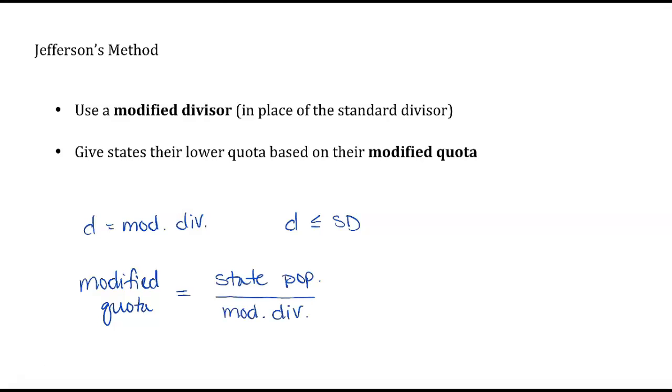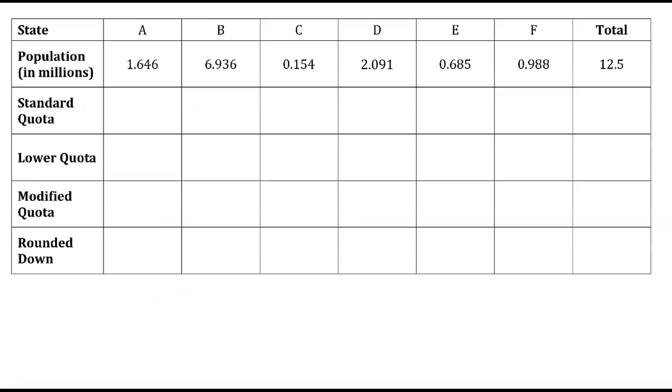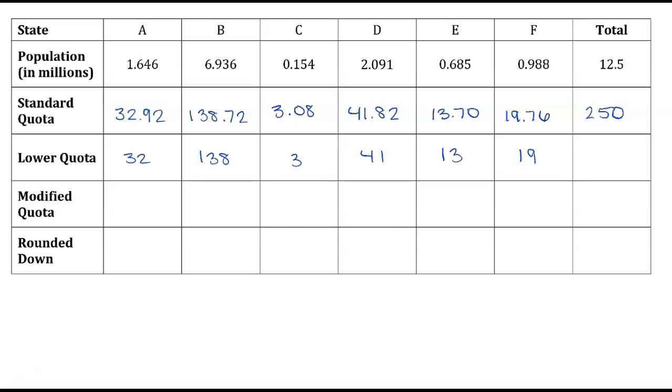Let's take a look at our class example to see how this works. We'll start with each state's population and their standard quota. The standard quotas should always add up perfectly to the number of seats, in this case, 250. Rounding everyone down to the lower quota, we only add up to 246.